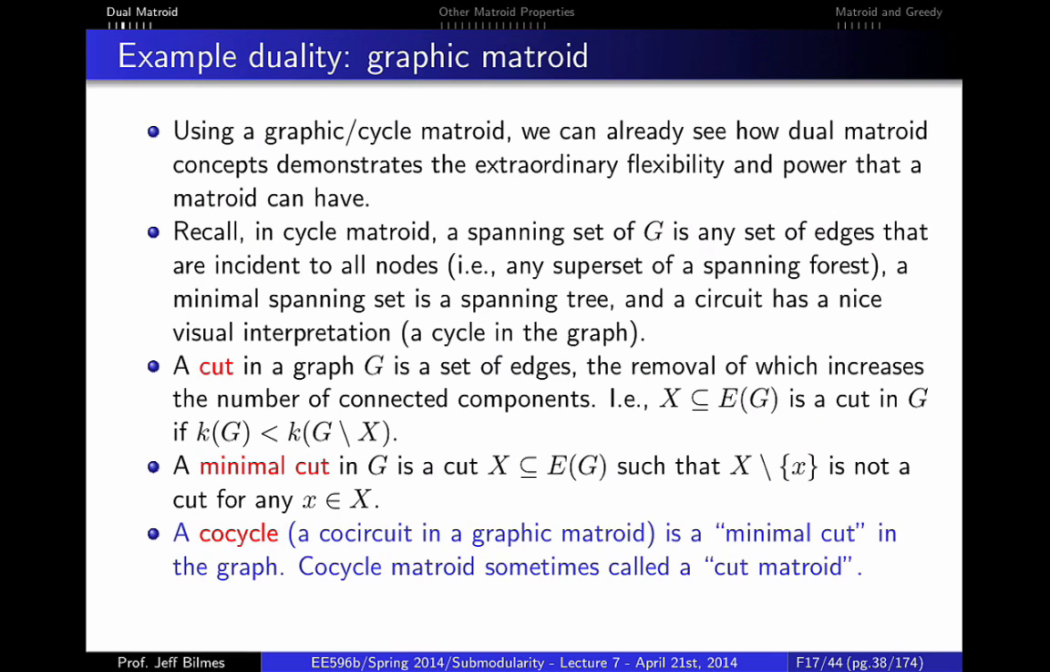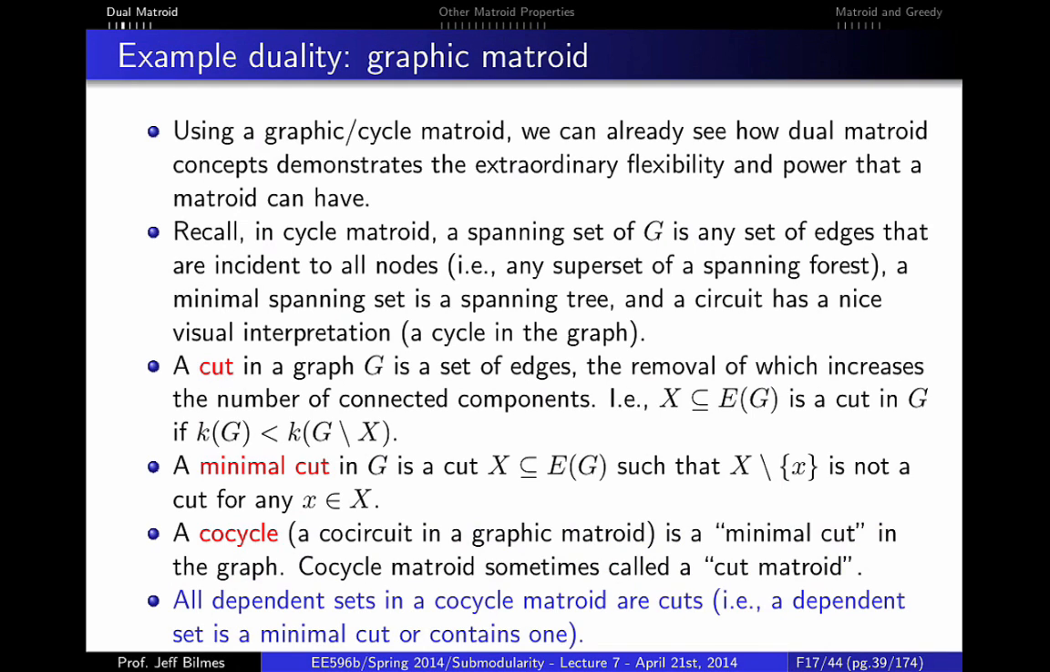Now a cocircuit in a graphic matroid is called a cocycle, which is this thing down here. It turns out that a cocycle, strangely enough, is going to be a minimal cut in the graph. So in some sense, the cuts define a matroid, via the cycles. And therefore a cocycle matroid, as you will soon come to perhaps agree is reasonable, is sometimes called a cut matroid, although it's not that frequently called that, because in this particular case, it's the cocycles that are defined by the minimal cuts. And in general, all dependent sets, basically sets that contain a cycle in the dual graphic matroid, are cuts, not necessarily minimal.